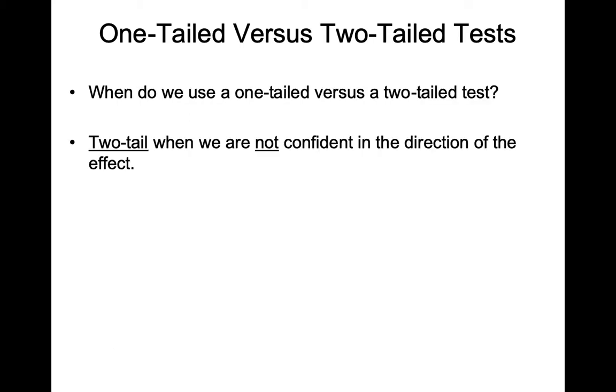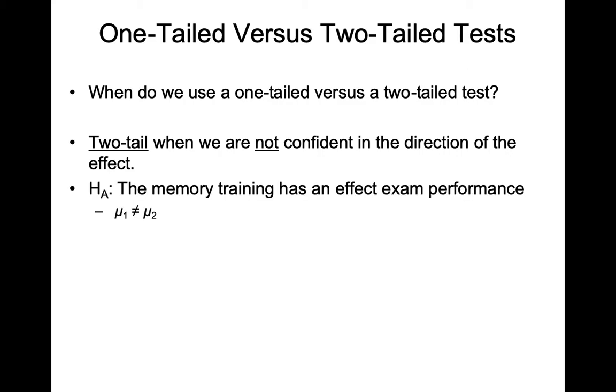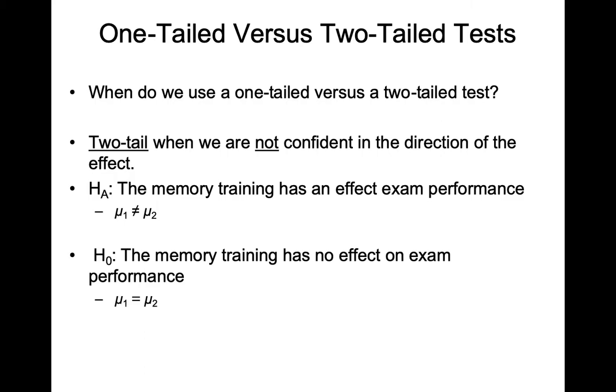Now we use a two-tail when we're not confident in the direction of the effect. So we could just say that memory training has an effect on exam performance. We're not sure, it could really help, it could really hurt. Well, let's try it out. What do we have to lose? In which case the null is just that the memory training does nothing, has no effect. Notice our symbols, we're saying that here on average, students that get the memory training are not equal to, different than people that don't get the memory training. Different how? We're not specifying, just different. Versus the null hypothesis is that they are equal.